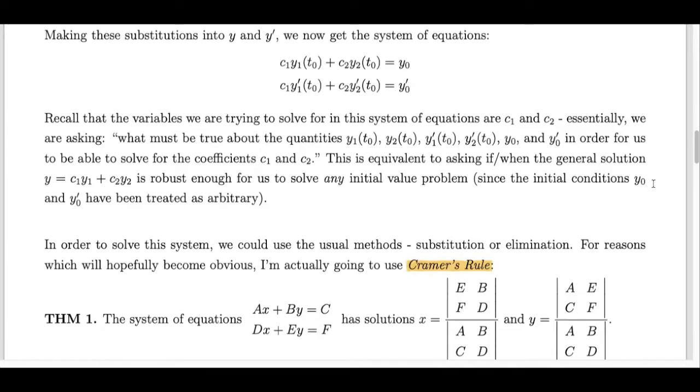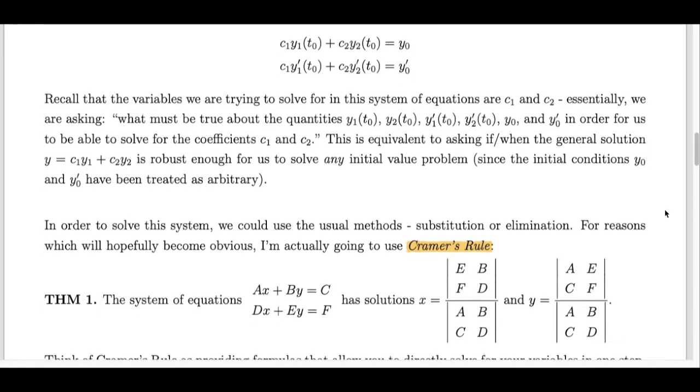As I've mentioned in this paragraph here, I'm essentially asking what has to be true about these numbers, y sub 1 of t sub 0, y sub 0, all the rest, in order to actually be able to solve for C1 and C2. That's ultimately my goal. And as I said, I want to apply this theorem, called Cramer's rule, in order to be able to think about the structure of the process that I would use to find these solutions.